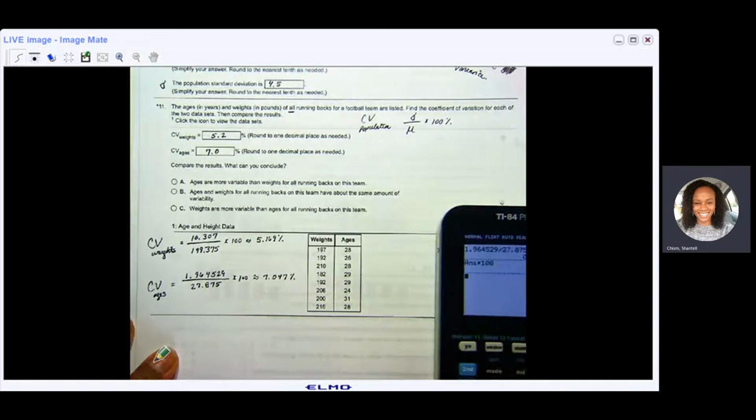And then it just says compare the results. So the ages have more variability because it has the larger coefficient of variation. So ages, let me see. Ages are more variable than weights. So that would be A.